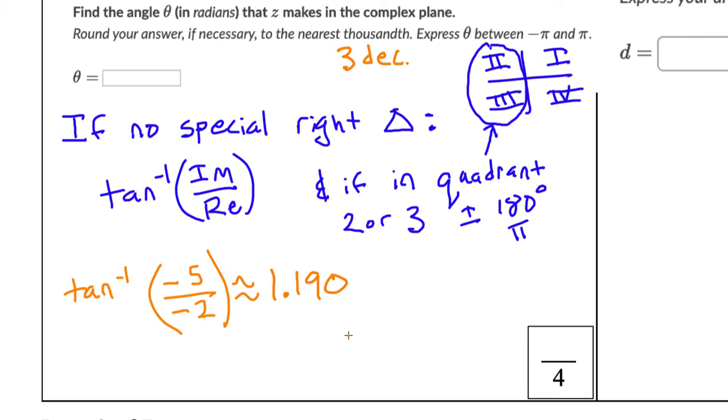-5 over -2 is the same thing as 5 divided by 2. So right now, this is giving you quadrant 1. In order to get to quadrant 3, I can add pi, but then I'll be too big. If I add pi to a positive number, I'm going to be beyond pi. I need to be between negative pi and positive pi.